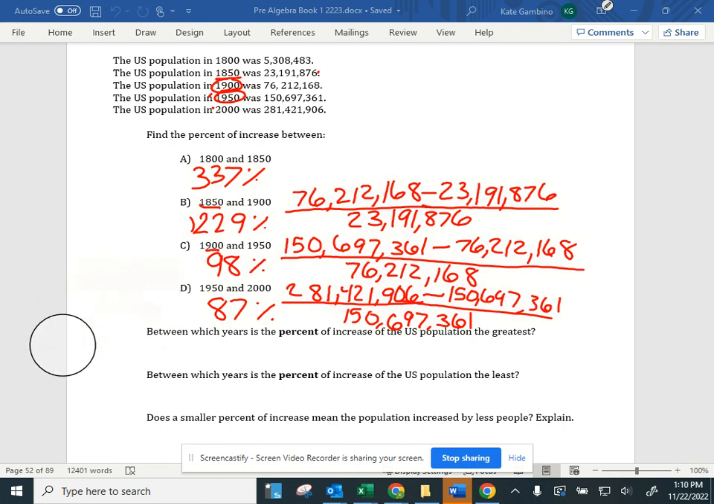So now let's look at our questions. Between which years is the percent of increase of the U.S. population the greatest? So between which 2 years? James. 1900.